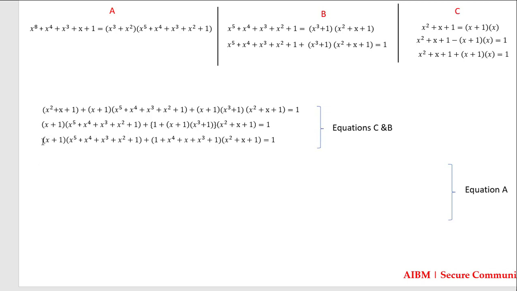Then we will use these equations with equation A. We will multiply all these equations with this side first, and then we will multiply with this side also.